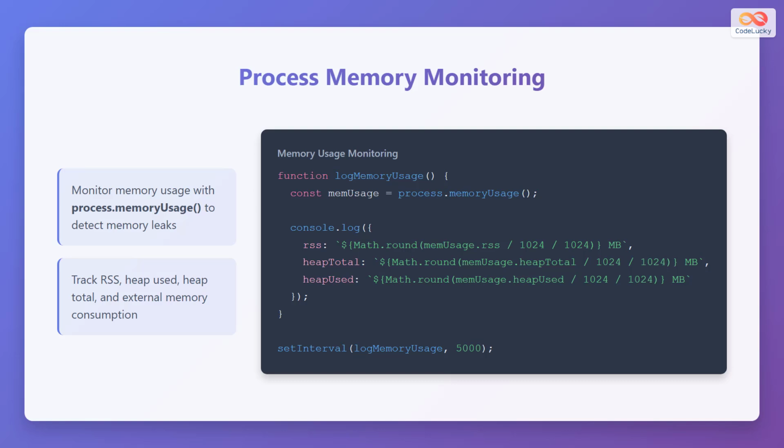First, define a function called log_memoryUsage. Inside this function, get the memory usage using process.memoryUsage. Then, log the resident set size, the total heap memory, and the used heap memory to the console. Finally, use setInterval to call this function every 5 seconds. By regularly logging these metrics, you can identify memory leaks.